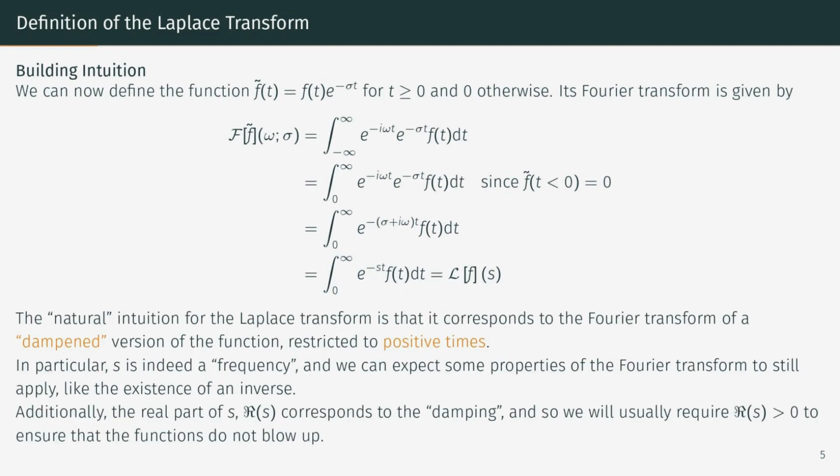The natural intuition for the Laplace transform is that it corresponds to the Fourier transform of a dampened version of the function which is restricted to positive time. In particular, s is indeed a frequency, and we can expect some properties of the Fourier transform to still apply, like the existence of an inverse. Additionally, the real part of s corresponds to the damping, and so we usually require that the real part of s is greater than 0, which will ensure that the functions don't blow up.